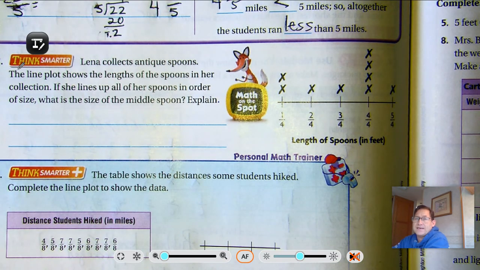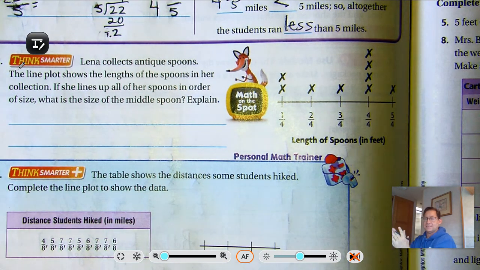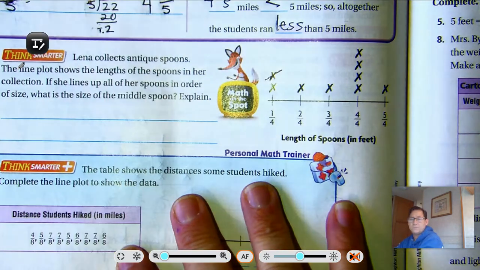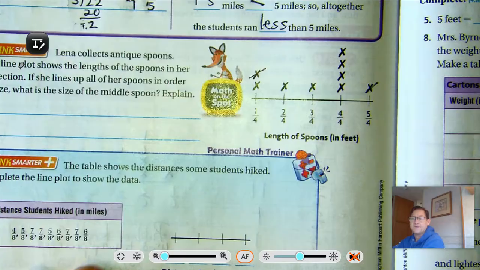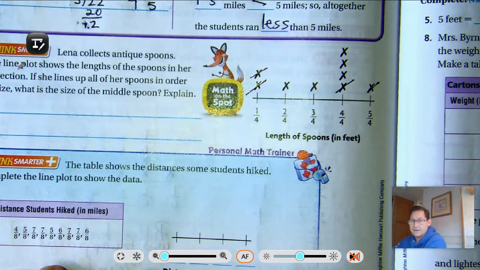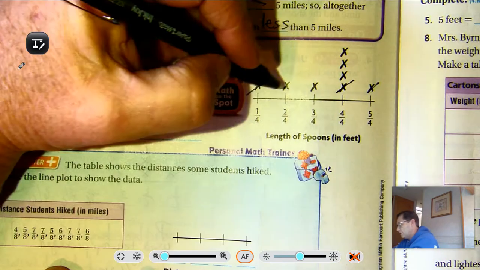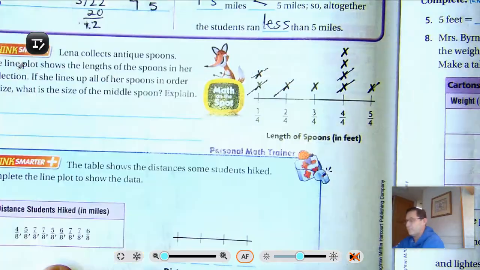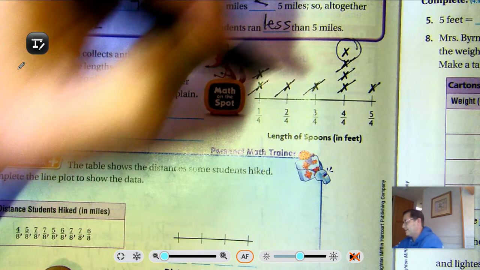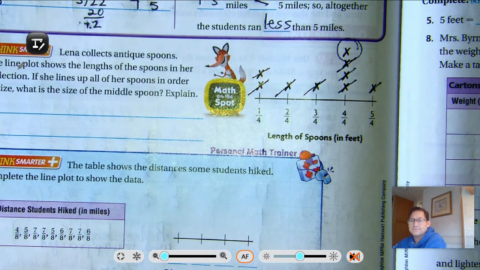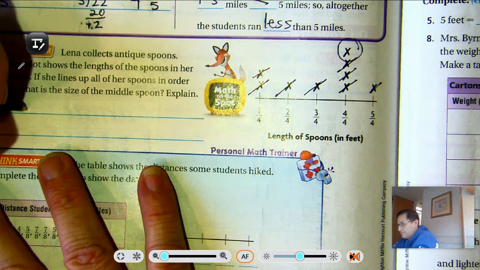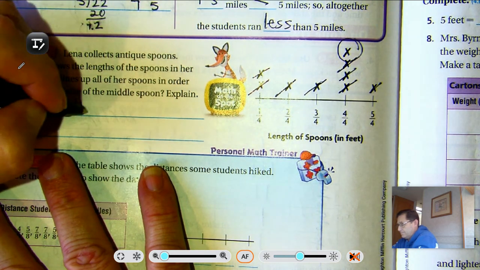And we can do that by taking away 1 from each end until we get to the middle number. So I'm going to take away, I can cross out 1 1/4. I can cross out the 5/4. I can cross out the 1/4. I can cross out another 4/4. Cross out 2/4. Cross out another 4/4. Cross out 3/4. Cross out another 4/4. And there's 1 X left, so it's 4/4. 4/4 is in the middle.